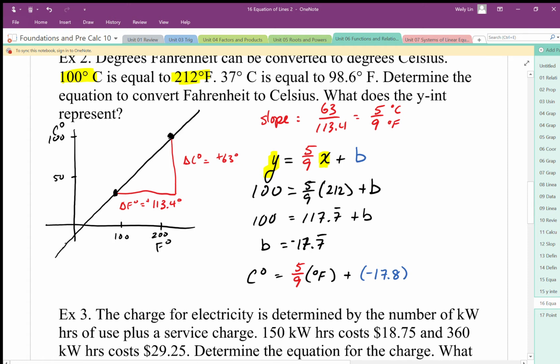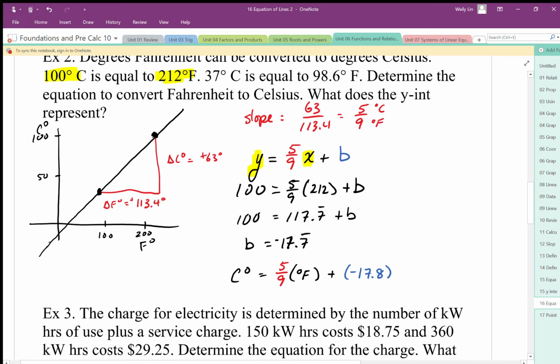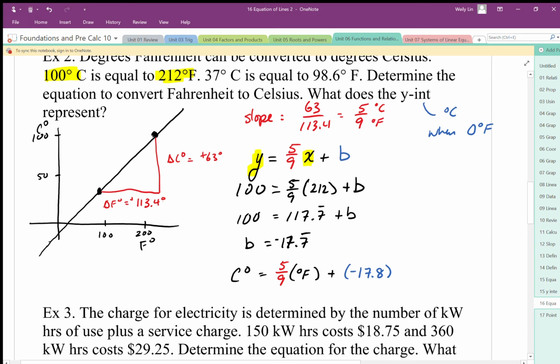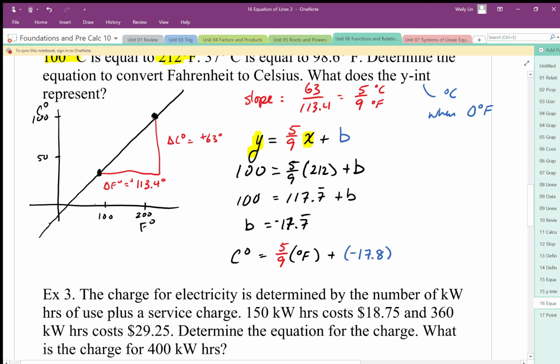And so what does that mean? The y-intercept represents the value of degrees Celsius when it is 0 degrees Fahrenheit. Okay, so that's what that negative 17.8 represents. At 0 degrees along the x, it's going to be negative 17.7 repeating along the y.